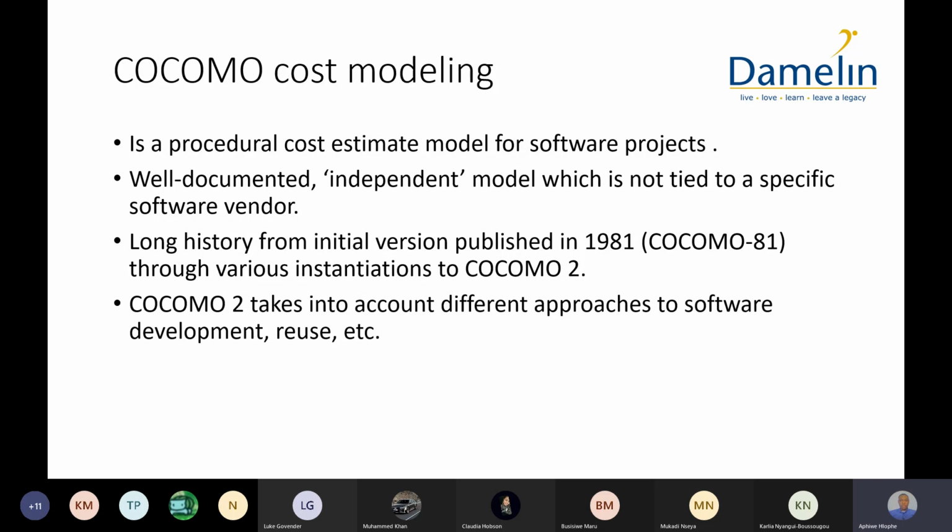It has a long history from the initial version published in 1981 through various institutions to COCOMO 2. So it has gone through this critique process and it has been refined. And that's why we have COCOMO version 2. COCOMO 2 takes into account different approaches to software development, such as reuse. The early versions of COCOMO did not take into account that developers may also do reuse in the process, which can significantly impact the cost of the software, because we're not going to build a component from scratch. We're going to be using it from another party.